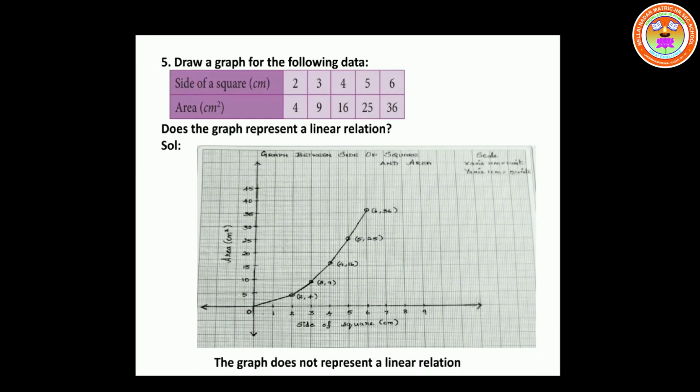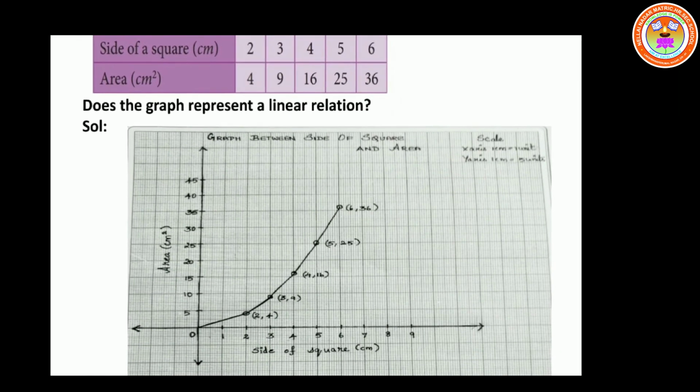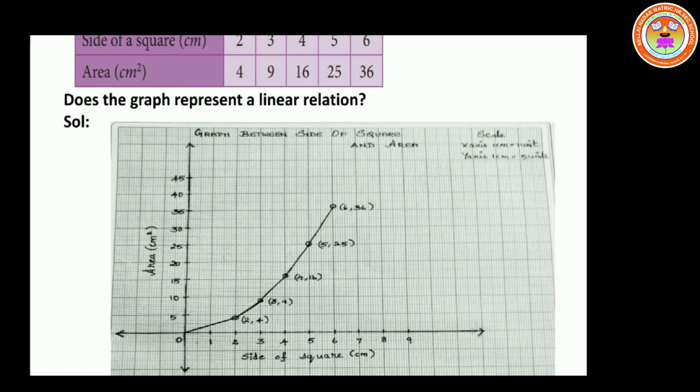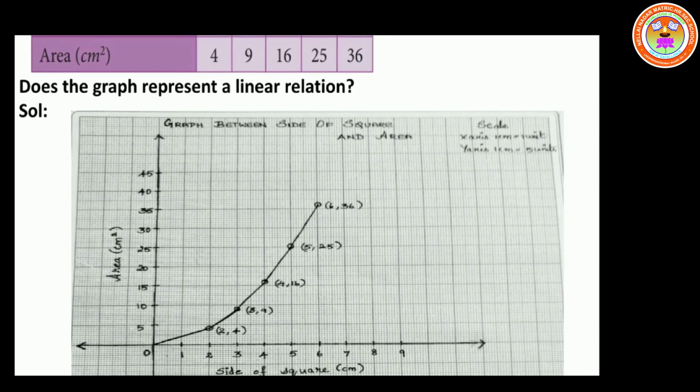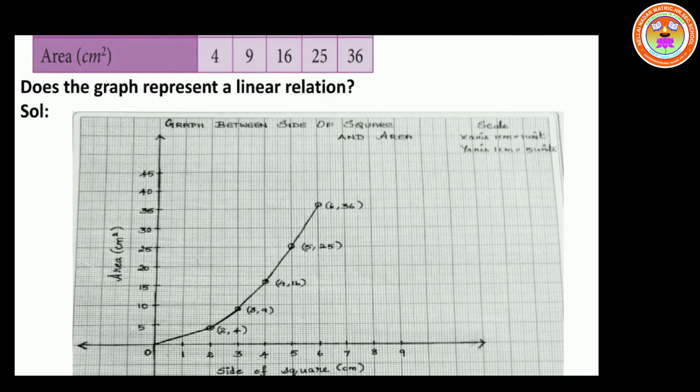So the first point is 2, 4. So x is 2 and y is 4. So here 2, 4 I have plotted the first point. Next 3, 9. 3 in the x and y 9. So 3, 9 again I have plotted. Next 4, 16. 4 in x and 16 in y I plotted. Next 5 and 25. 5 and 25 I plotted, and 6 and 36.